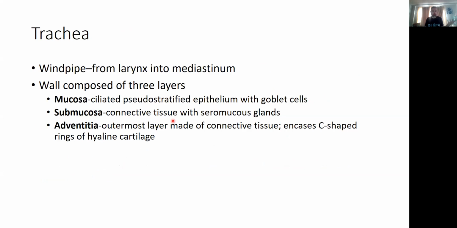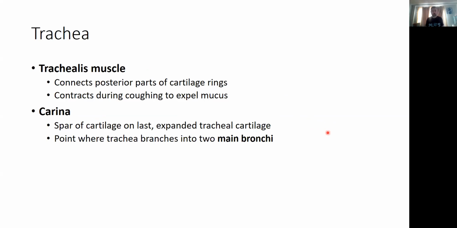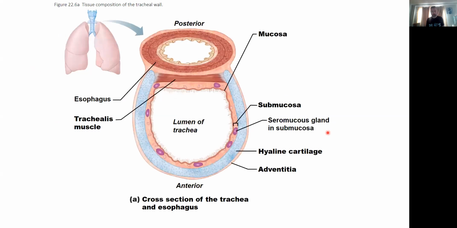This is connective tissue. And then the outer layer here is the adventitia, again, connective tissue, but also within this adventitia, we have these C or horseshoe-shaped rings of cartilage, and those are what's going to keep the trachea open, or patent. We're not going to want this airway to collapse. That's, generally speaking, not a recipe for success. The C-shaped part of this becomes important. I'm just going to show you the picture here.